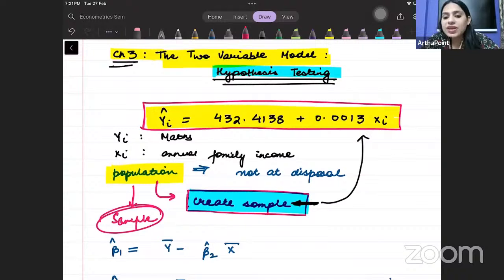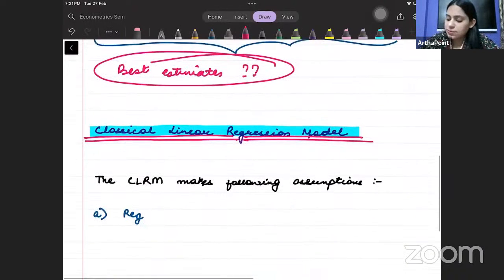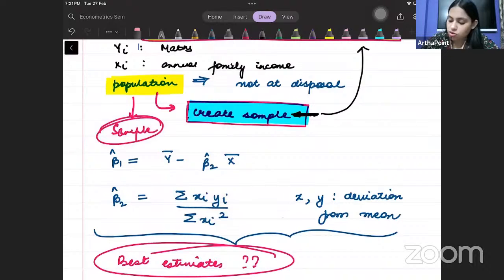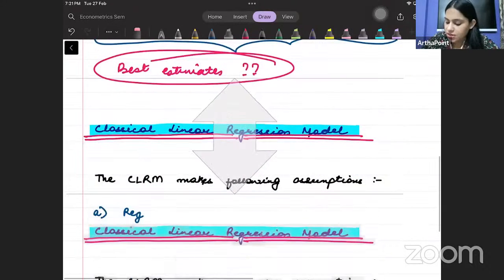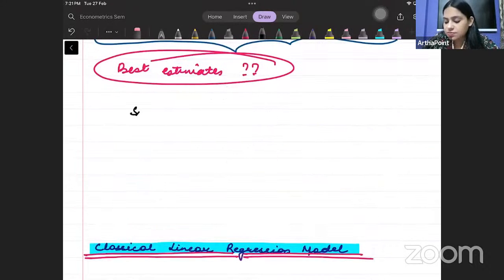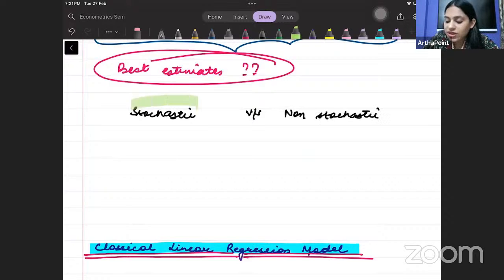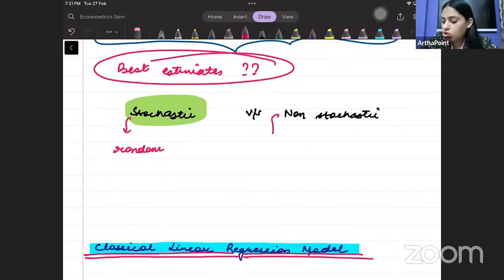But to begin with, I want to start with the concept of stochastic versus non-stochastic. Right, beta? Stochastic means anything which keeps changing. That means stochastic is anything which is random in nature, and non-stochastic is anything that is fixed.